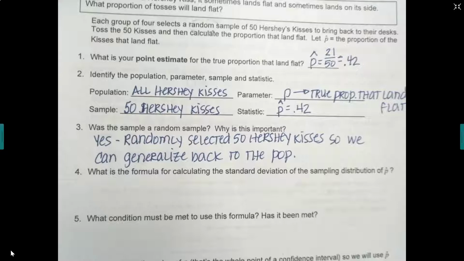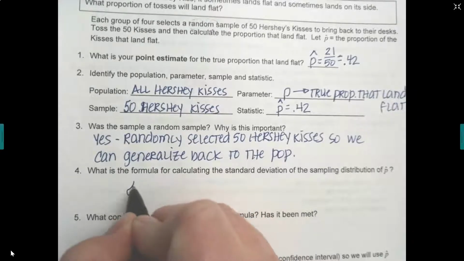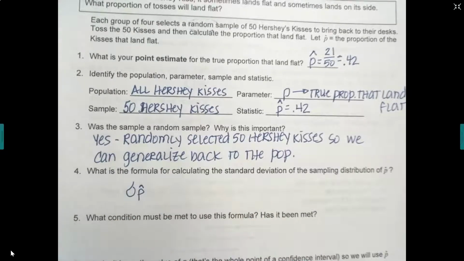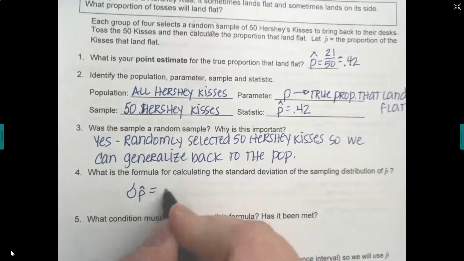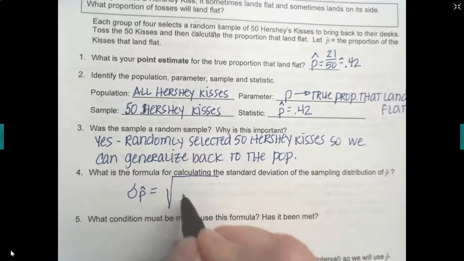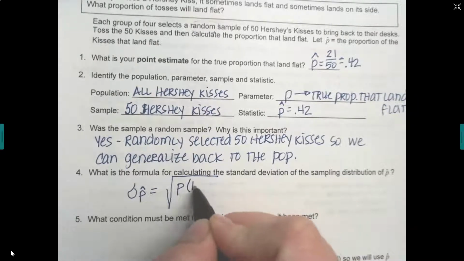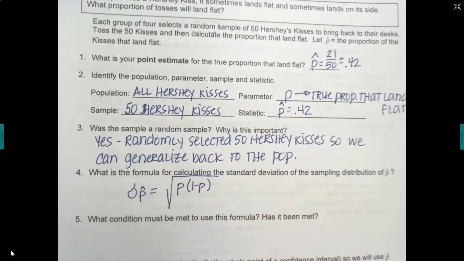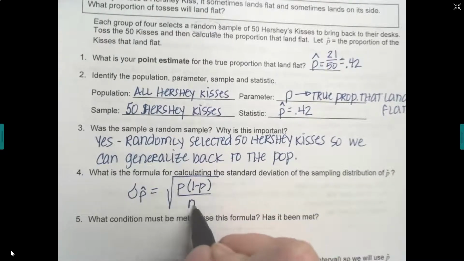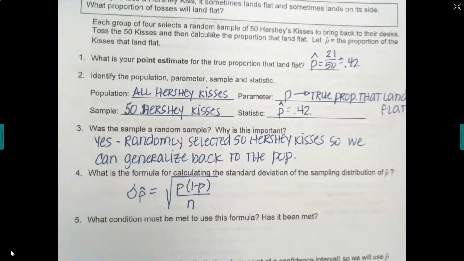All right, what is the formula for calculating the standard deviation of the sampling distribution of p-hat? We had that in the last unit. This is for one sample. So the standard deviation for the sampling distribution of p-hat is the square root of the probability of success times the probability of failure, divided by the sample size.